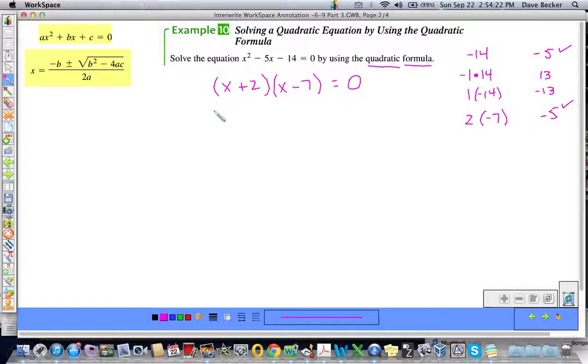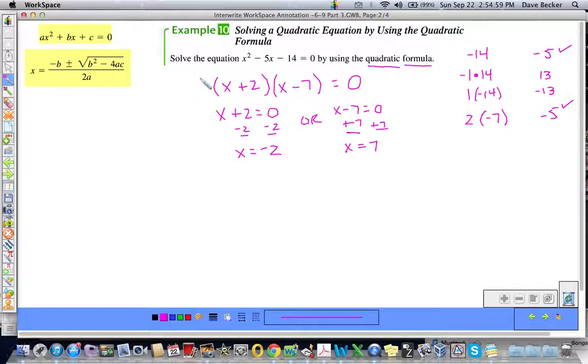And then by the null factor law, we say x plus 2 equals 0. Subtract 2 minus 2, and we get x equals negative 2. Or x minus 7 could equal 0. We add 7, and we get x equal to 7. Yippee-ki-yay. All right. So that's smooth and easy. But just to show you the quadratic formula will also solve it, and also to show you that it's quicker to factor than to use the quadratic formula, let's go ahead and solve it using the quadratic formula.